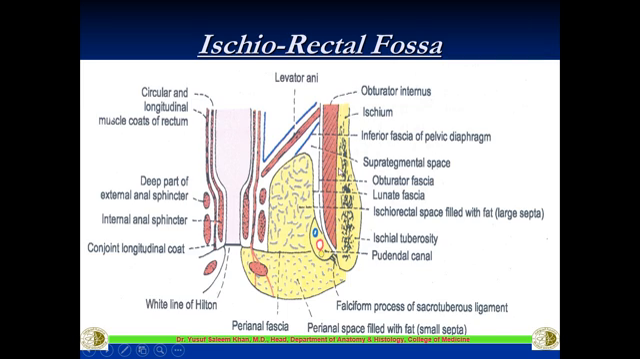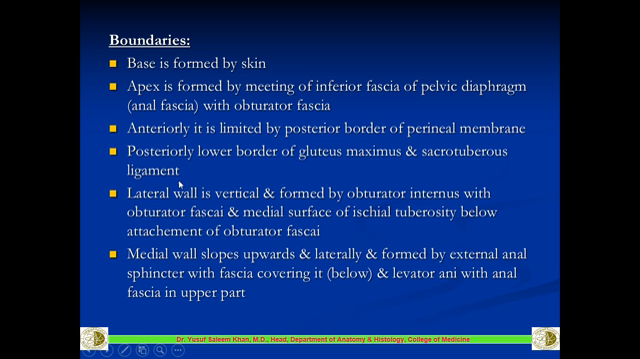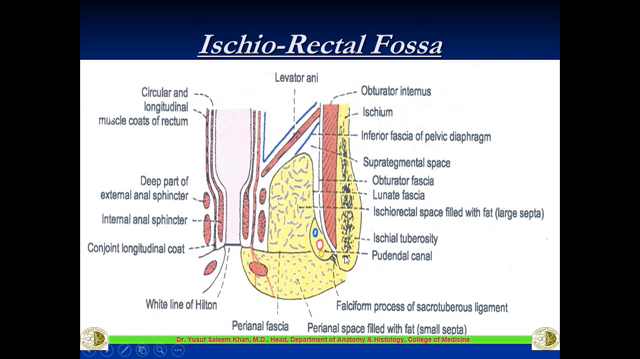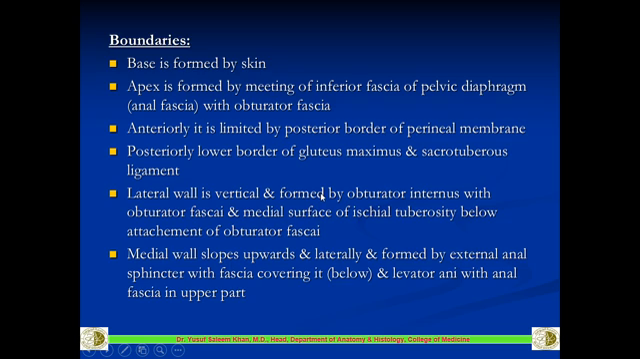That will form the lateral boundary along with the ischial tuberosity, which is below the attachment of this obturator fascia. It will come deep here and get attached, and below it the ischial tuberosity will form the lateral boundary. So the lateral wall is vertical and formed by the obturator internus with the obturator fascia, and the medial surface of the ischial tuberosity below the attachment of the obturator fascia. Below the attachment of the obturator fascia, it is directly the bone, the ischial tuberosity, and above it will be the obturator internus along with the obturator fascia.